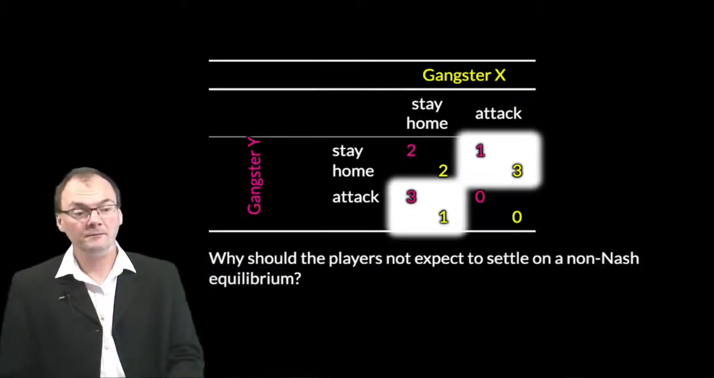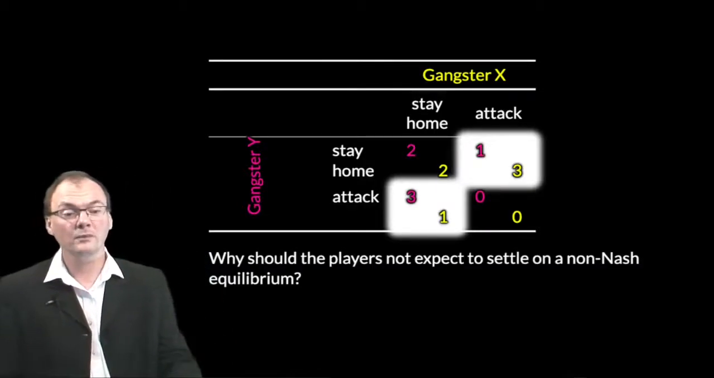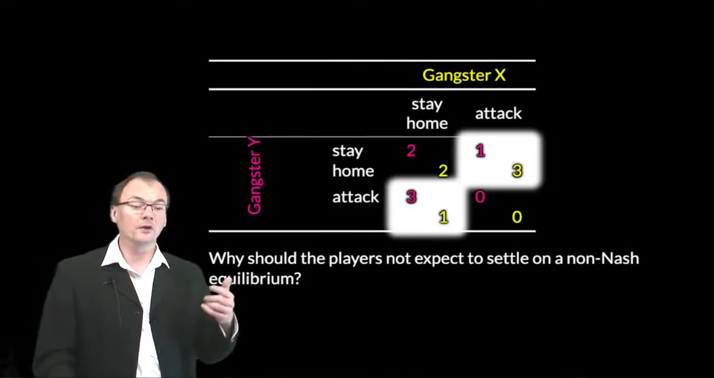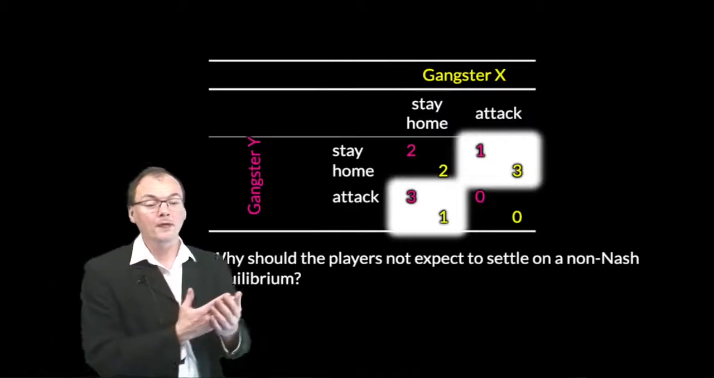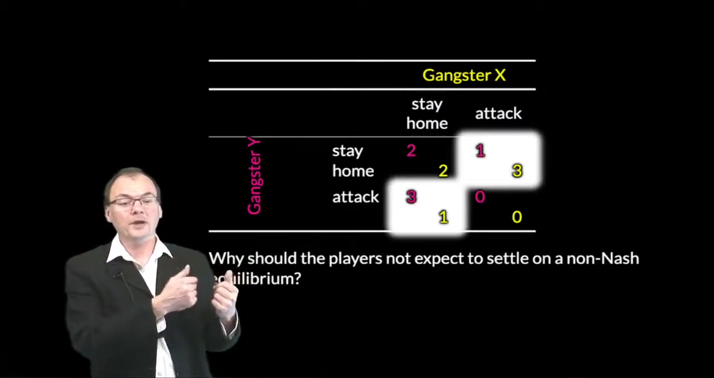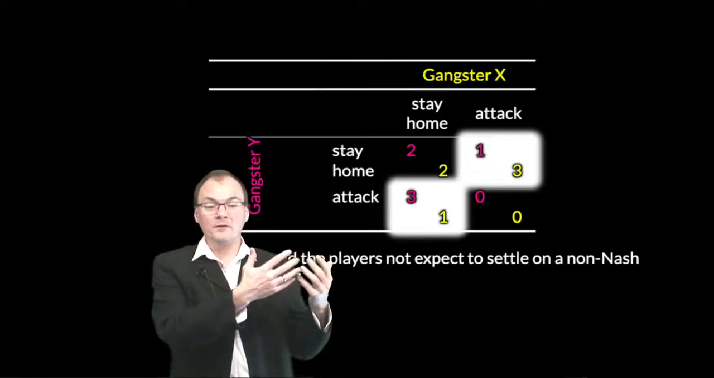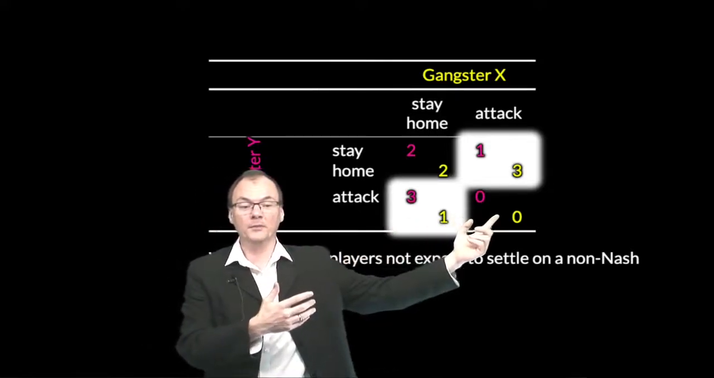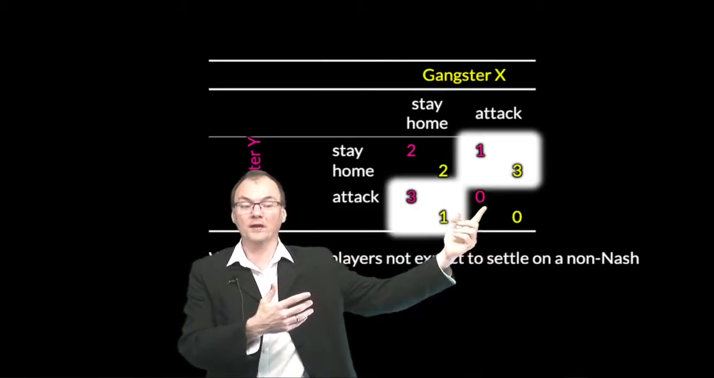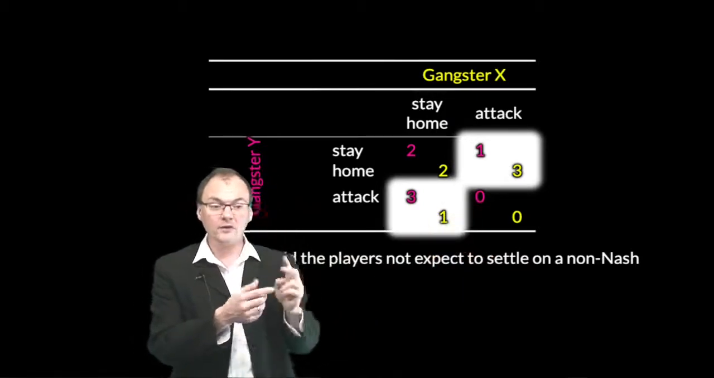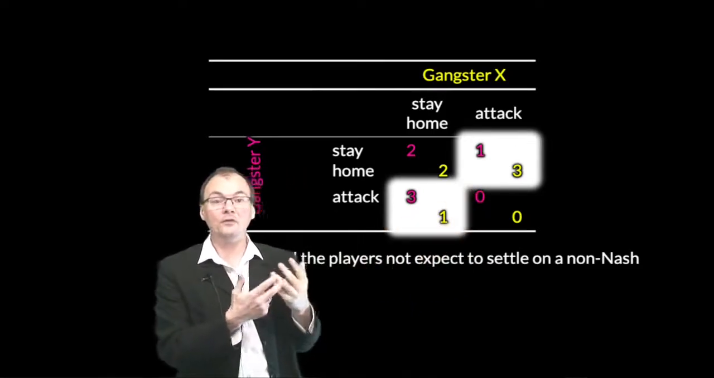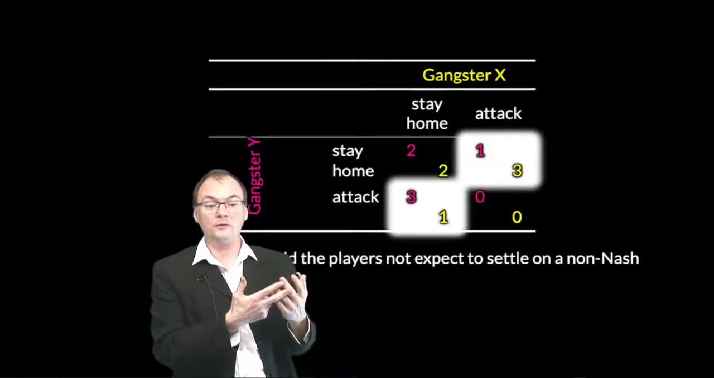But theoretically, why should the players not expect to settle on a non-Nash equilibrium? The interest that we're going to have in this game is relative to that question. Why is it that in this kind of situation, people often end up in a really disastrous combination of attack-attack? And the thought is that there are actually not one but two Nash equilibria, this one and this one. And that makes it extremely difficult to decide what to do.